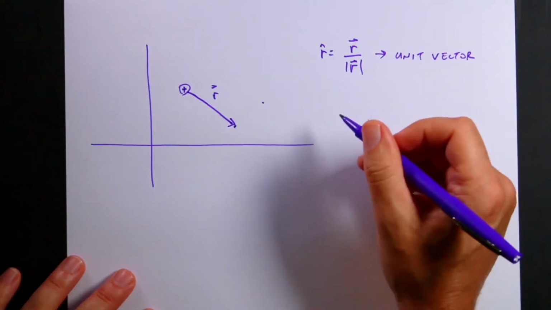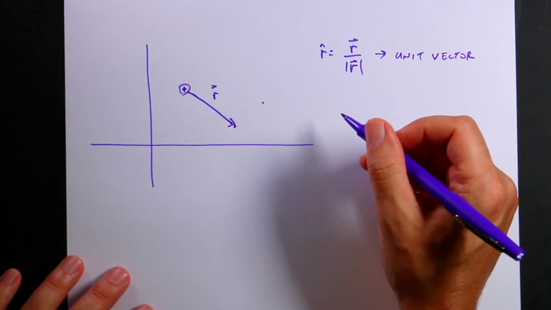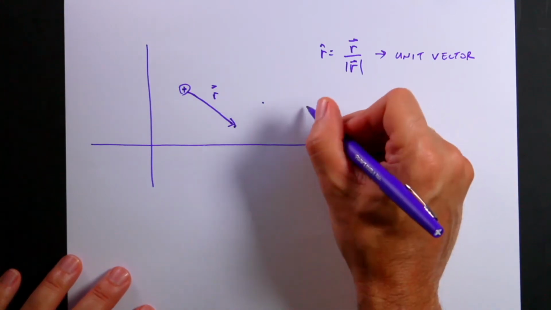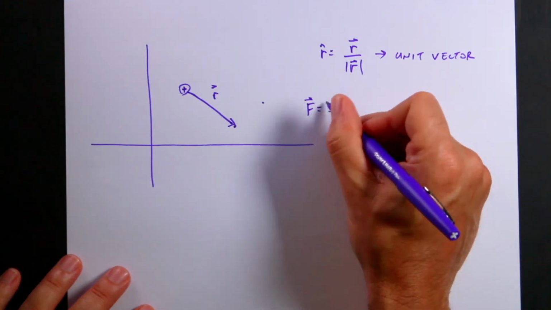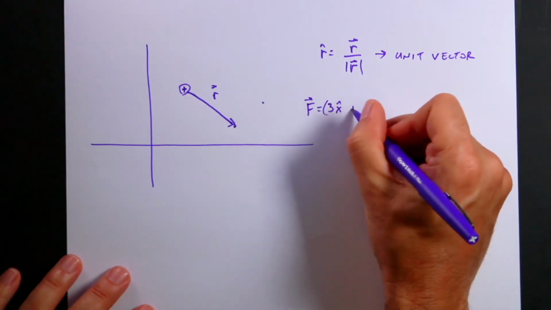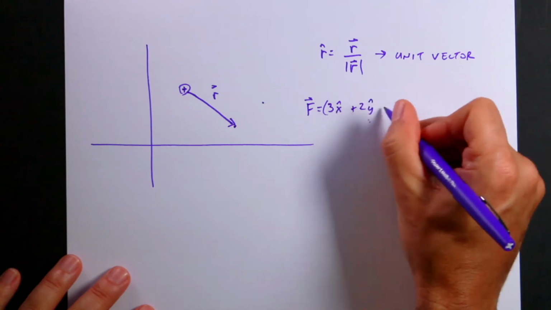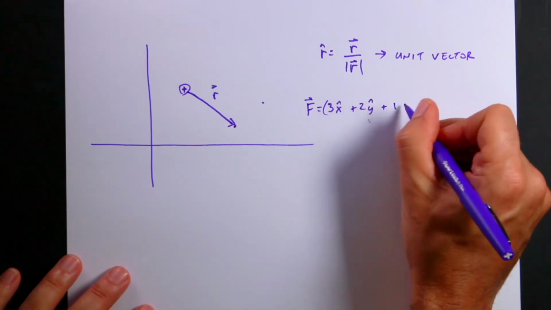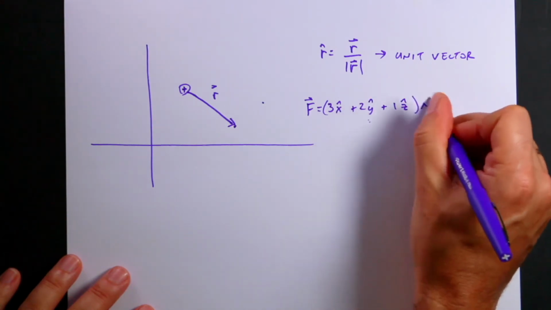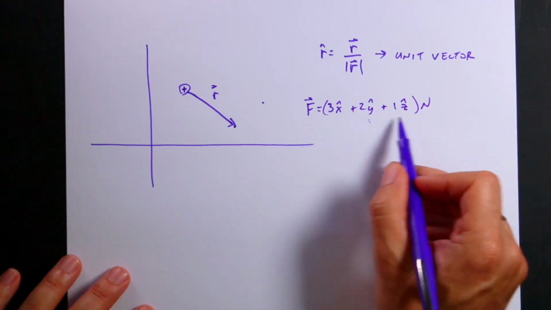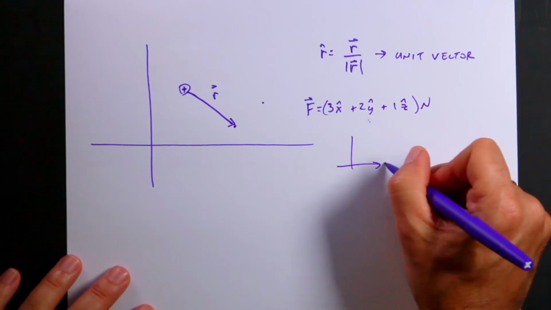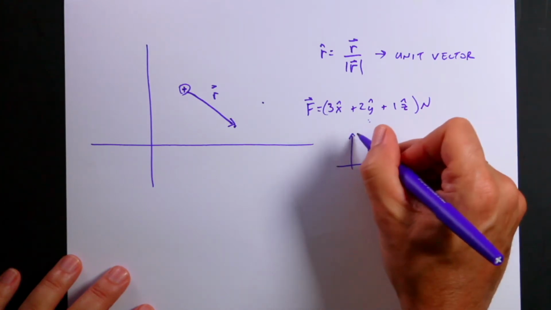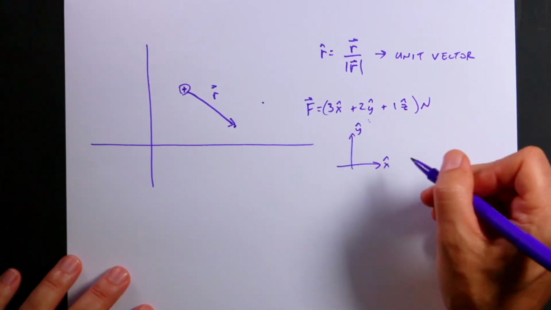You've already seen these, probably. Let's say I have a force that looks like this. F equals 3x hat plus 2y hat plus 1 z hat newtons. X hat, y hat, and z hat are unit vectors. X hat is a unit vector in the direction of x. Y hat is a unit vector in the direction of y.